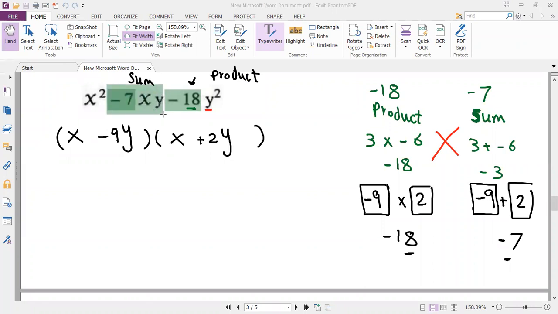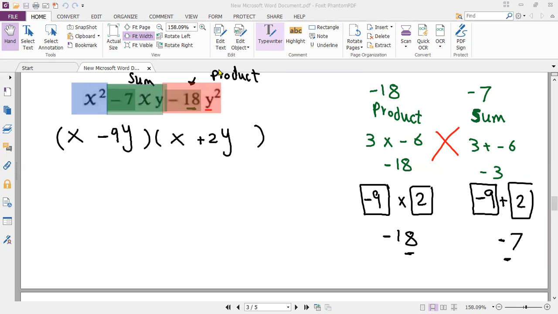So the middle term is a mix between the first and the last term. And once again, how many terms do we have here? We have 3 terms. The first term is x squared. The second term is -7xy, or the middle term. And the last term is -18y squared. If you look at the middle term, it is a mix between the first and the last.